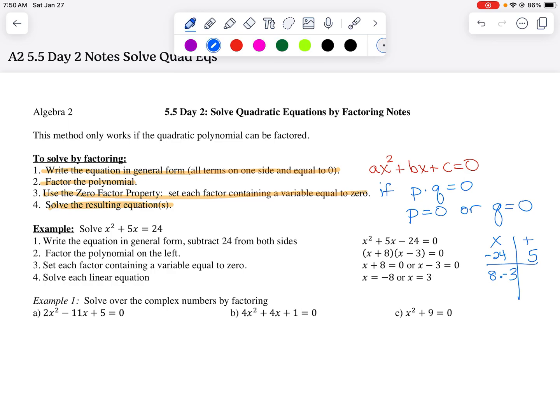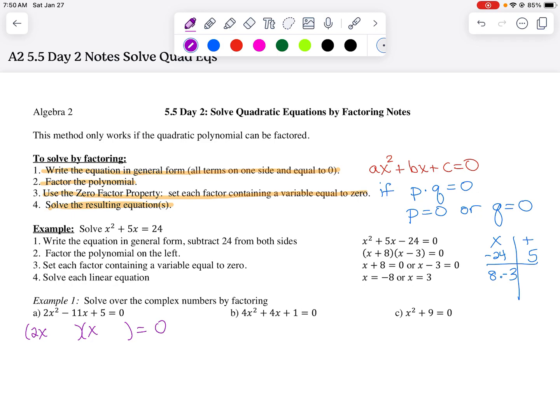All right, let's actually do some. So in example 1, letter A, I have 2x squared minus 11x plus 5 equals 0. So it is in general form, so check. We got that. Then I'm going to factor this. So I have been emphasizing that we need to do trial and error. Okay, trial and error. Well, I'm looking for two factors that multiply to 2x squared. So that's going to be 2x and x.